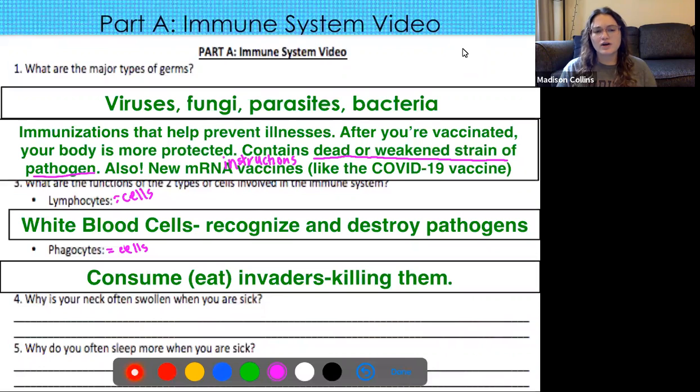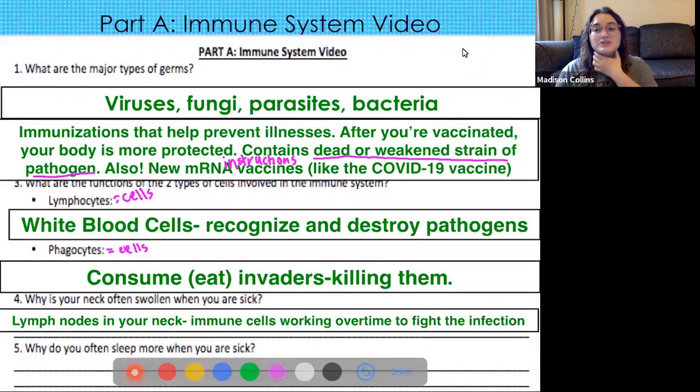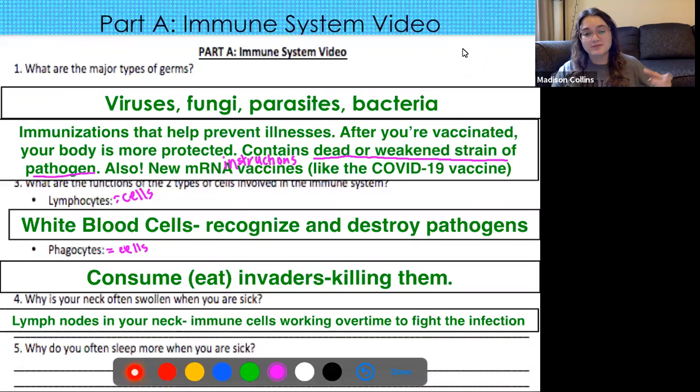Number 4, why is your neck often swollen when you are sick? So you may have noticed this before. Whenever you are sick, sometimes your neck right alongside right here is going to be swollen. And that is because that is where your lymph nodes are found. So your lymph nodes are filled with all sorts of immune cells working overtime to fight that infection in your body and help you get better faster. So the next time you're sick, I want you to check that out. See if you notice that your lymph nodes are swollen right here, or sometimes underneath your armpit, you'll have some swelling there as well. And number 5, why do you often sleep more when you are sick?